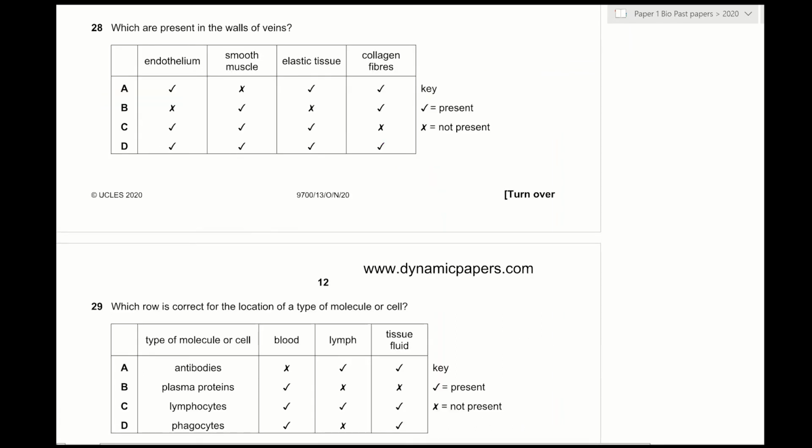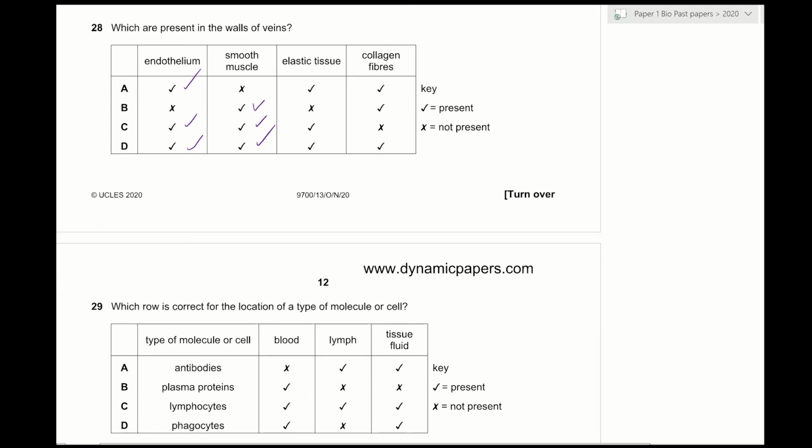Which are present in the walls of veins? Endothelium. This is correct. Endothelium is present in the walls of all blood vessels, including capillaries, arteries, and veins. Smooth muscle is also present. The role of smooth muscle is that they contract to alter the volume of blood or the pressure in the veins.